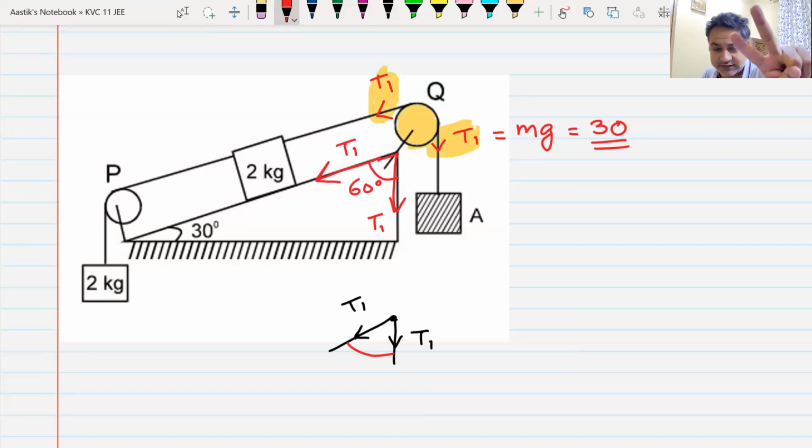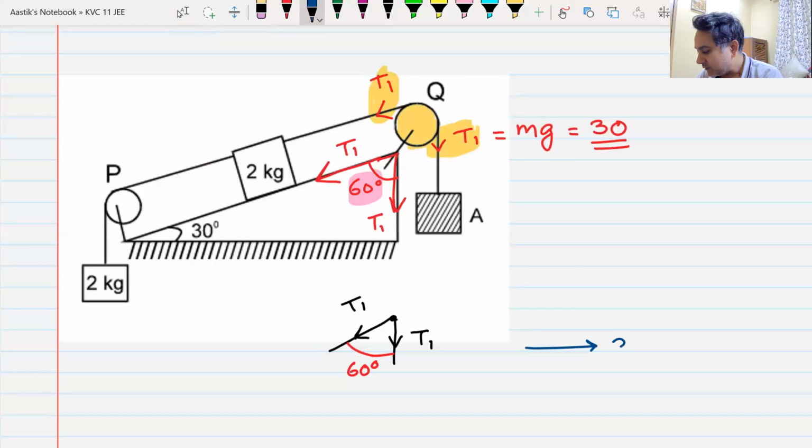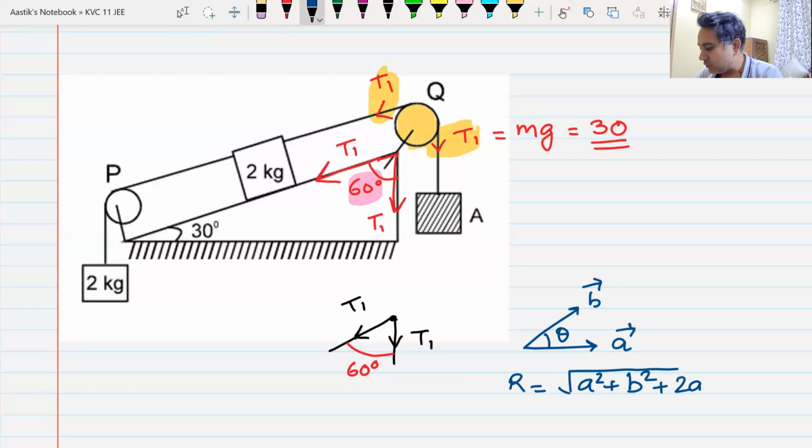Remember, these are two forces. Forces are vectors. These are two vectors inclined at an angle of 60 degrees with each other. Let me remind you of something that you have already done. Vector A, vector B, both inclined at an angle of theta with each other. You know how to find out the resultant. The magnitude of the resultant is given by this formula: under root of A square plus B square plus 2AB cos theta. Yes or no?